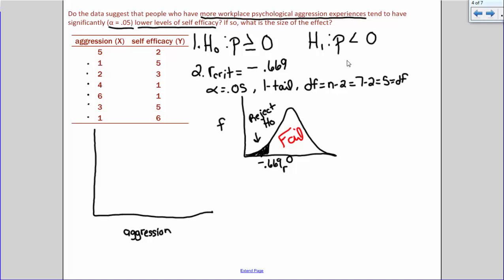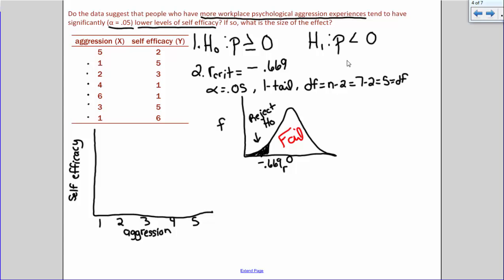Along the y-axis, we're looking at self-efficacy. And let's plot our numbers. So what makes sense? Aggression ranges from 1 to 5, so I'm going to go ahead and go from 1 to 5 in order. 1, 2, 3, 4, 5.